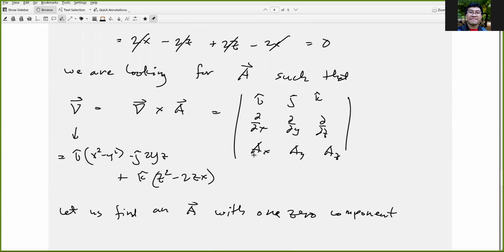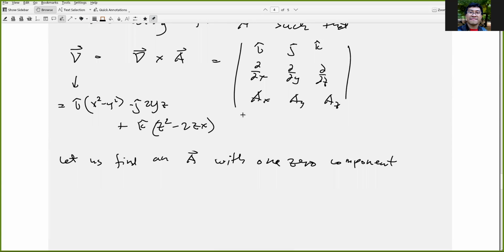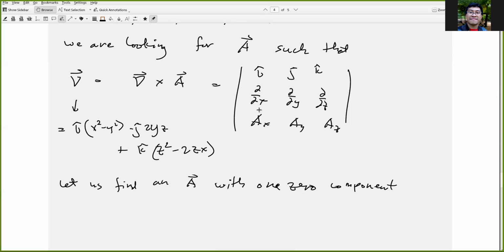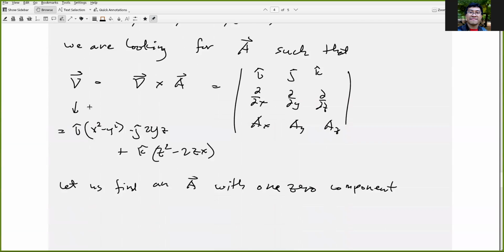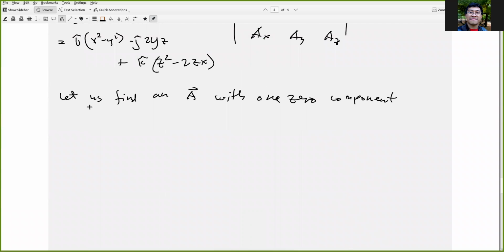What I mean with this is that A has components AX, AY, AZ. We can choose one of them to be 0. For example, let's set this to 0. That is all right as long as we can find an expression for A such that del cross A equals V.